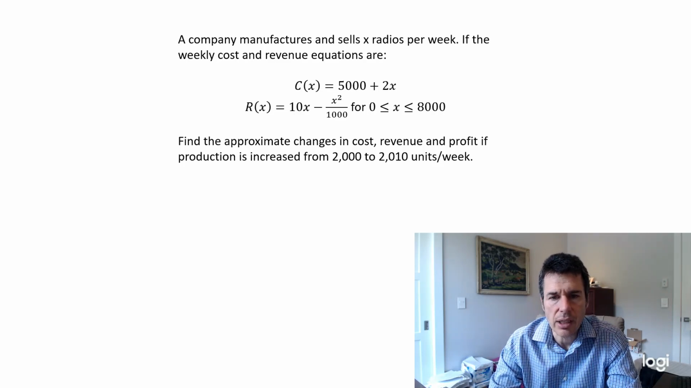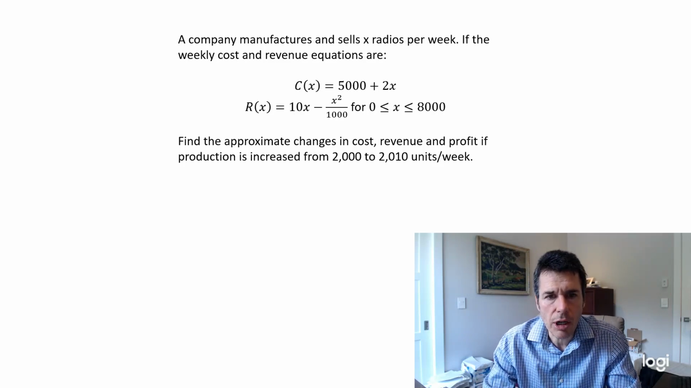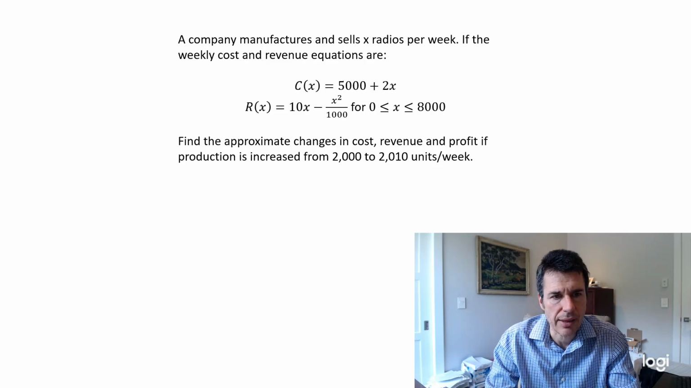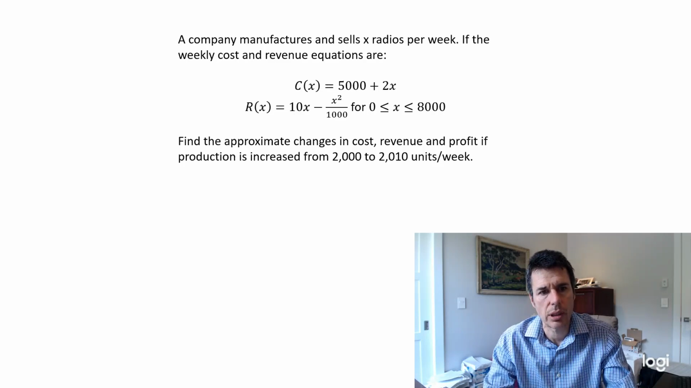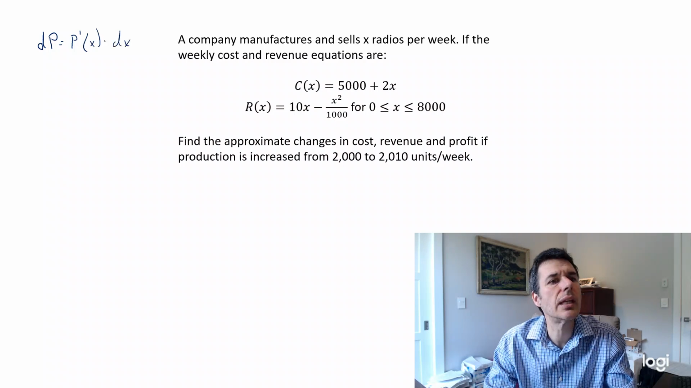So this problem is going to be solved using marginal cost, revenue, and profit, and then differentials. So we'll write down over here at least one of our differentials equations. Let's say dP is the derivative, the marginal profit, times dx, just so we can remember what we're doing. In this particular case, we're going to want to find P'(x), the derivative. So let's go through this.